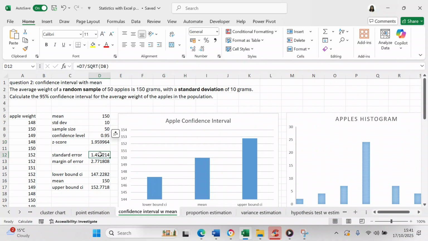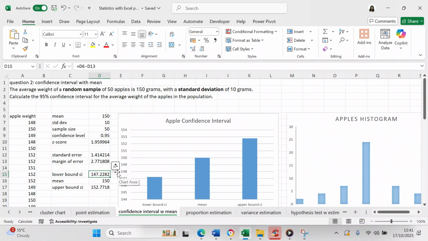We're going to calculate the standard error as D7, that's the standard deviation, divided by the square root of D8, that's the sample size. So your standard error is 1.414. Your margin of error is D10 times D12, so that is your z-score times your standard error.